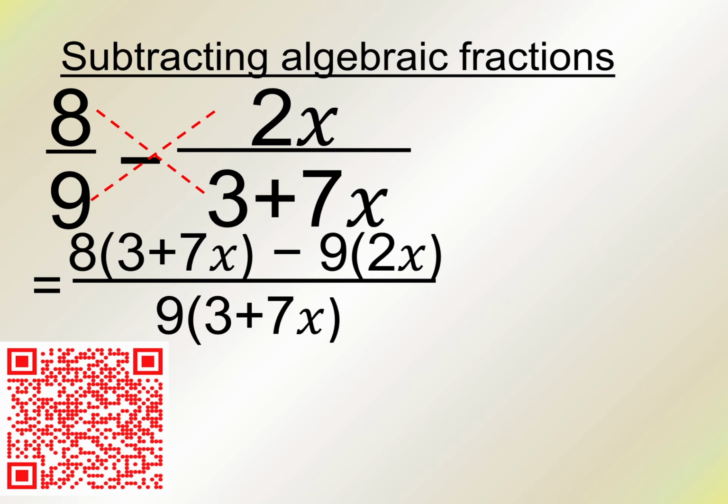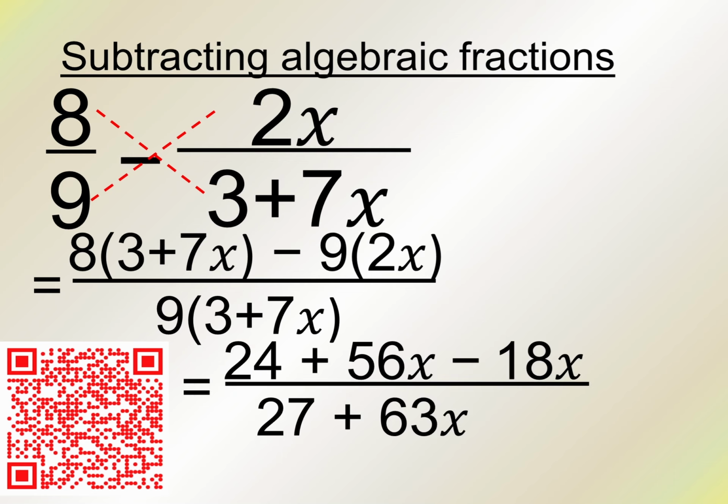So you have your 9 times your other denominator in brackets, so 3 plus 7x. Cross multiply to get your new numerators, so 8 times your 3 plus 7x in brackets, and then you take away your 9 and 2x in brackets. Expand your brackets, so 8 times 3 gets you 24, plus 8 times 7x, which is 56x. Take away 9 times 2x, which is minus 18x. And for your denominator, you have 9 times 3, which is 27, plus 9 times 7x, which is 63x.